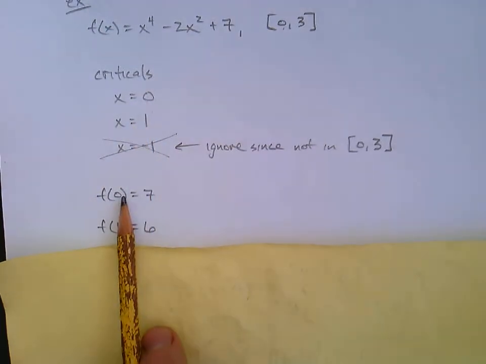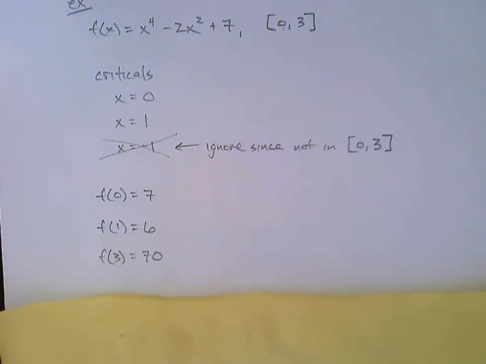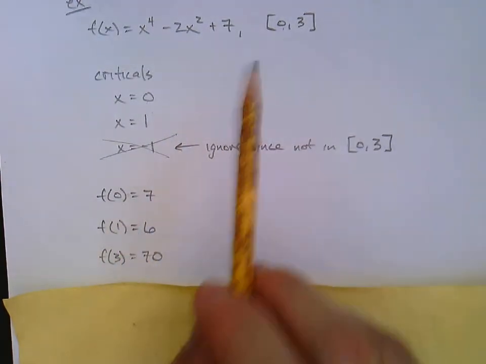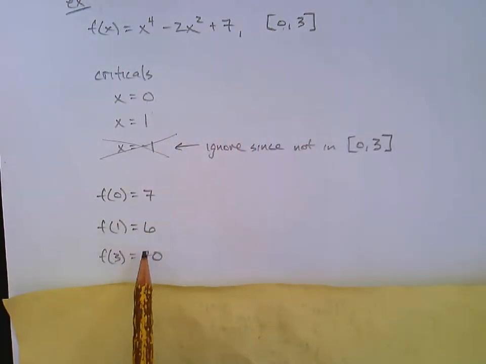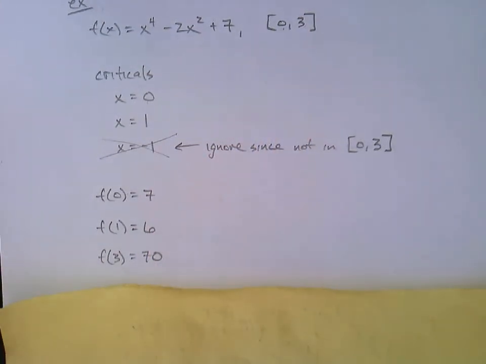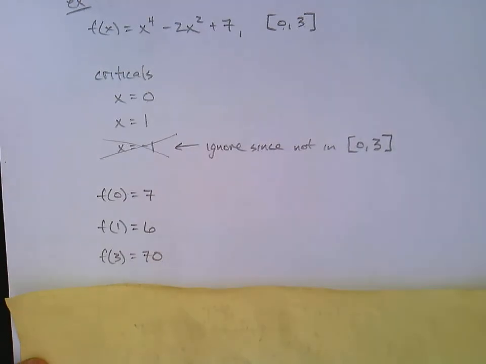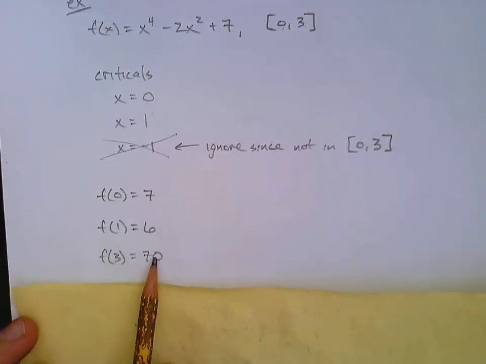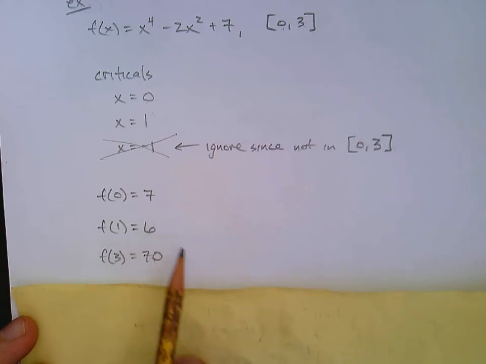Then when we move on, we say, all right, so the only two that we care about, 0 and 1, let's find the y values there. And then in this case, when we go to the endpoints, we already did 0. So, all right, well, we just need to do 3, and it's 70. And so these are the only y values that we're going to care about. And of course, here the absolute max is still 70. The absolute min is still 6.